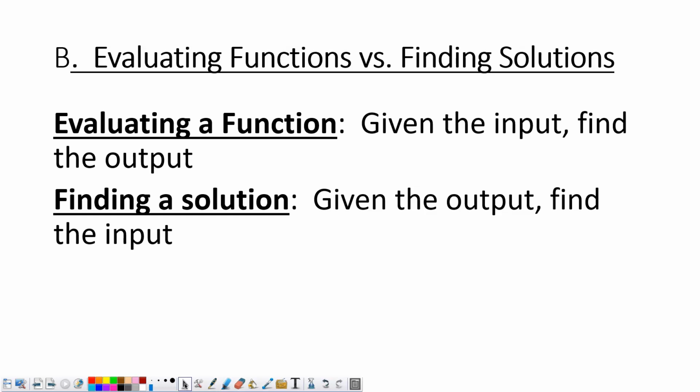Let's talk about our second objective for today. So we talked about domain and range. Now I want to talk about what it means to evaluate a function, and what it means to find the solution to a function. They actually have something in common, but they also have some differences. So let's see what it is. Evaluating a function is when I give you an input and you find the output.